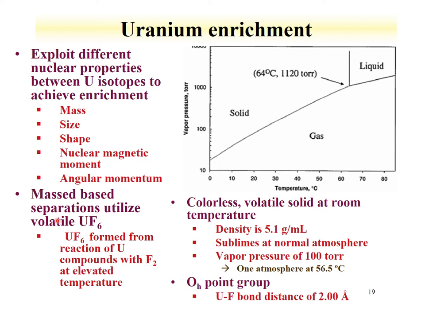Mass-based separation utilizes uranium hexafluoride. Uranium hexafluoride is volatile, as we can see here from the phase diagram. It has a large gas phase component. And this uranium hexafluoride can be formed from the reaction of uranium compounds with fluorine at elevated temperature. This material has a density of about 5 grams per liter, sublimes in normal atmosphere, going from the gas to the solid, and has a vapor pressure of 100 torr, or one atmosphere at 56 degrees. So if we took this material and heated it to 56 degrees, we'd have an atmosphere of pressure of uranium hexafluoride above it. The molecule has Oh symmetry with uranium-fluorine bond distances of about 2 angstroms.